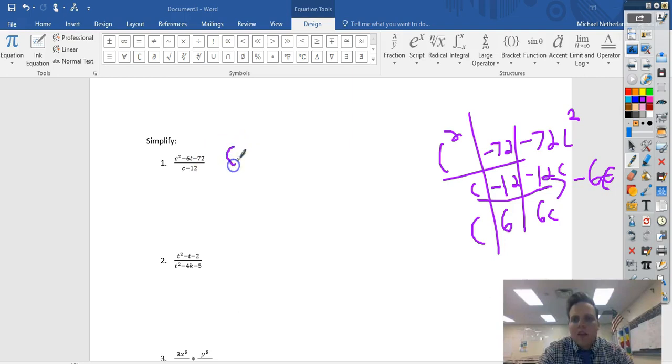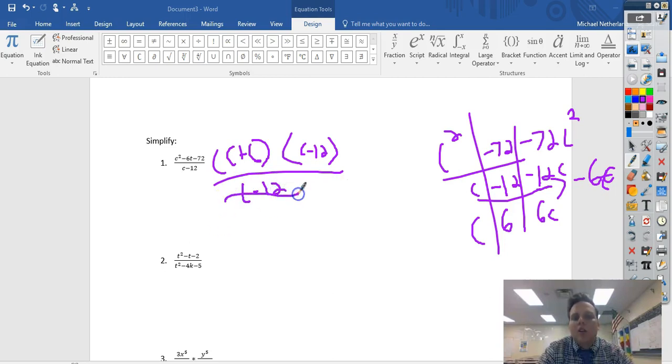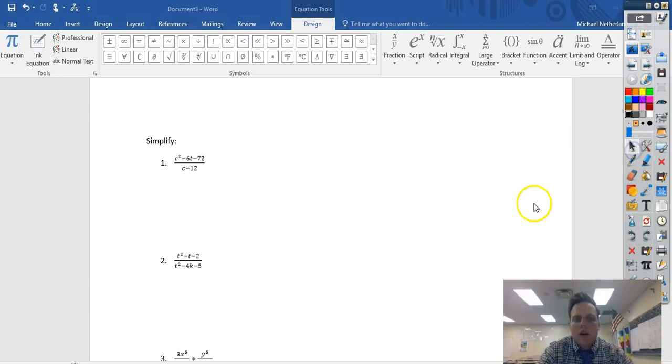So this gives us c plus 6 times c minus 12, all divided by c minus 12. And then you should realize you can do something from there. You can cancel out the c minus 12s. So that gives me c plus 6, and that is my answer. Okay? Let's move on to number 2.